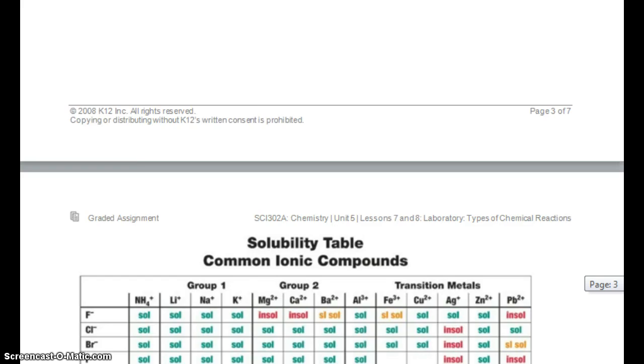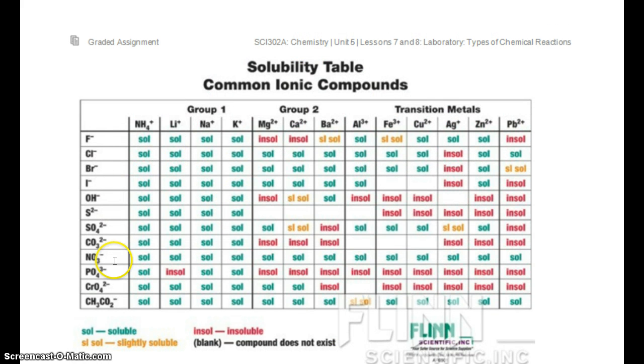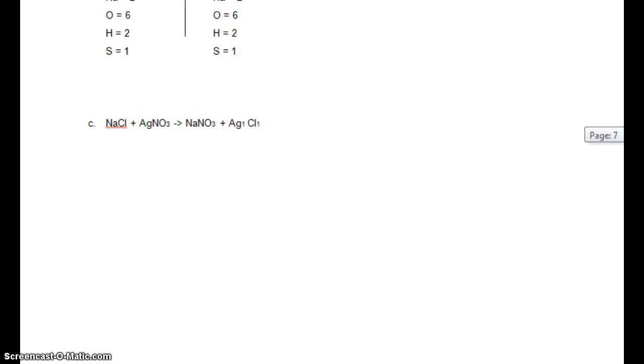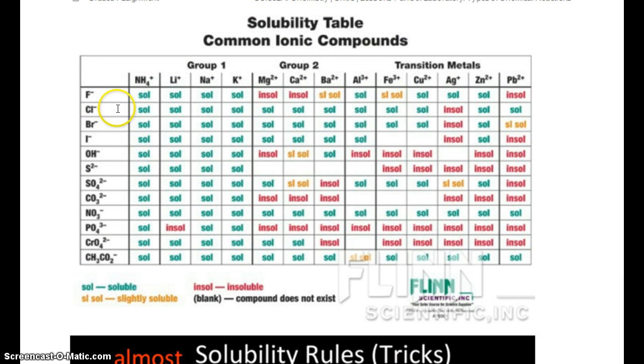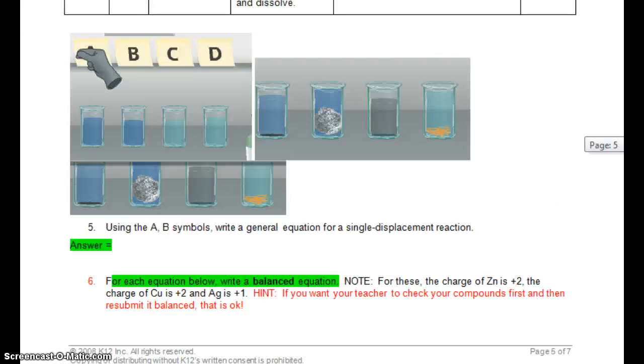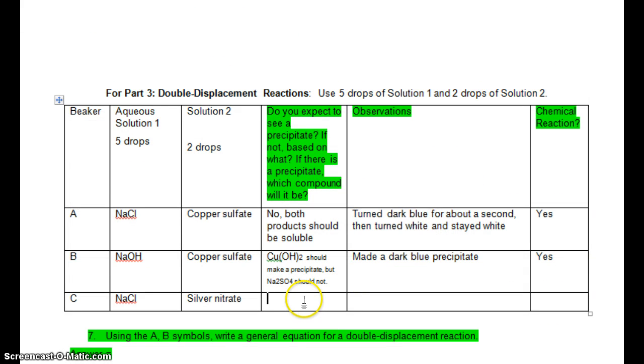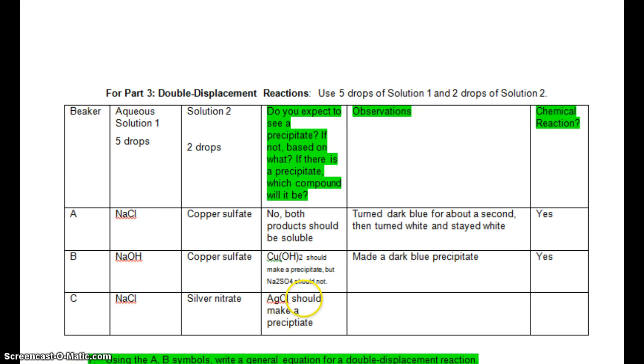So NaNO3. So here's my NO3, and I combine it with Na. It's soluble, therefore it's not a precipitate. And my other one was AgCl. Cl with silver, is that going to make a precipitate? Yes, it is. It's insoluble. So I would say AgCl should make a precipitate.